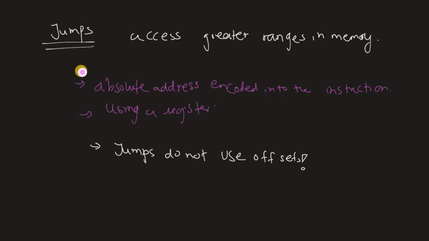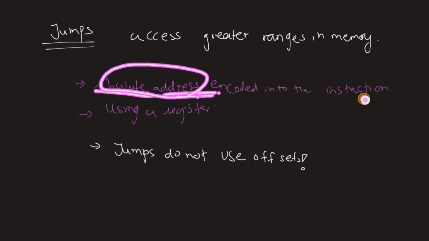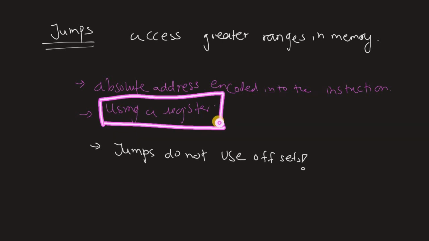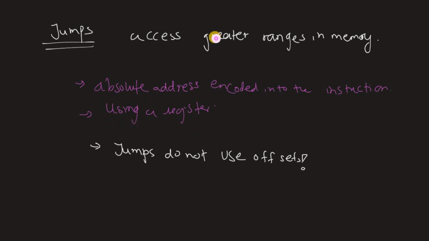For the jumps, like I said, they access a larger range in memory. Jumps come in two flavors. The first one can be an absolute address, which is given to us and encoded into the instruction. Or we can use a register. Jumps, just like branches, also have labels. You will have labels in assembly to determine where to jump to. I will show you an example of jumps in a while.